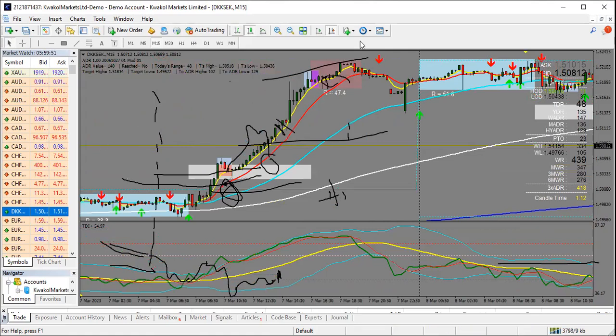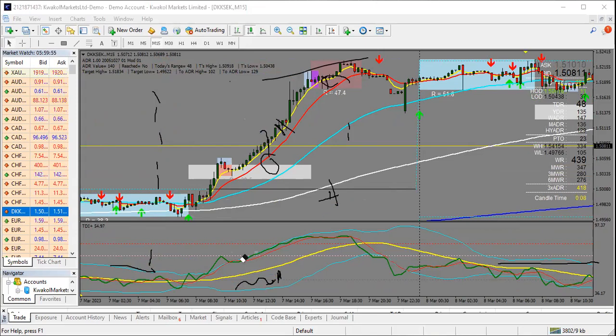Let's check this. This is another one right here. So this type we have, its formation started from the Asian box, but then it gave us something really nice, right? From the Asian box. So let us check this well and see how we could have picked this trade. All right.